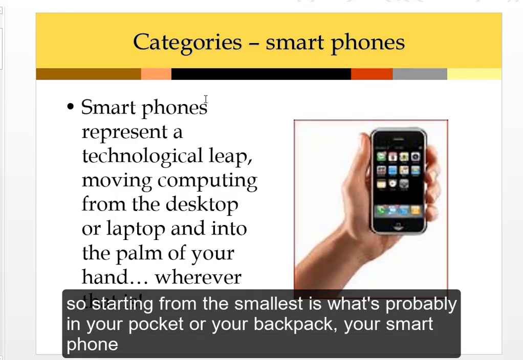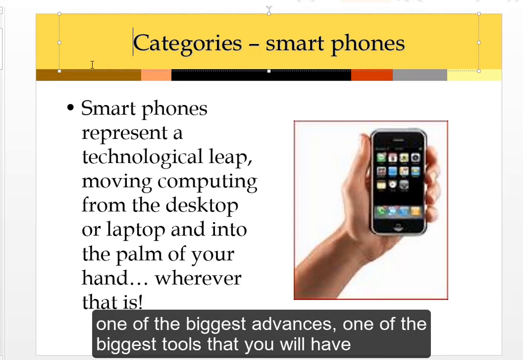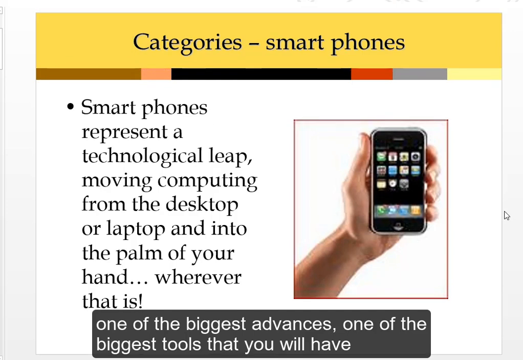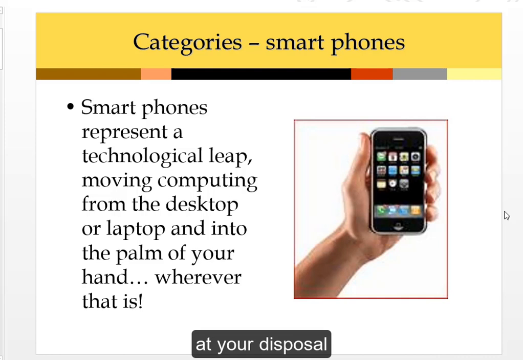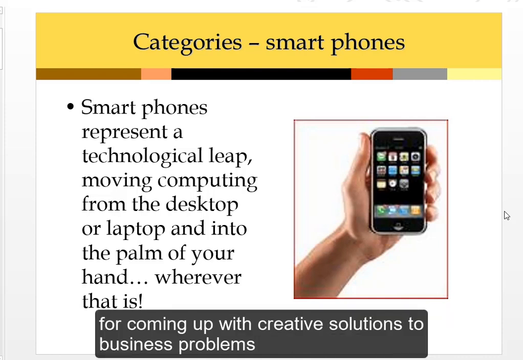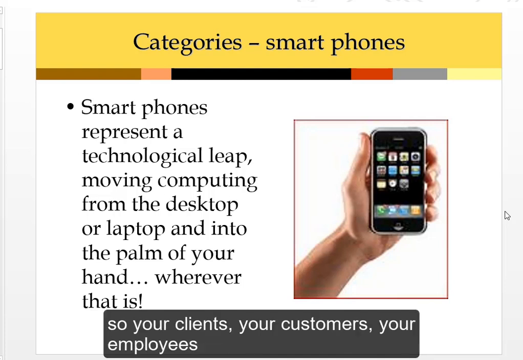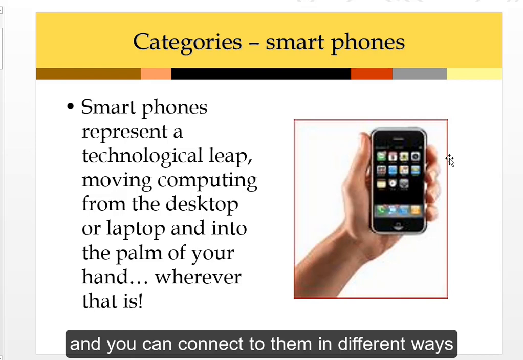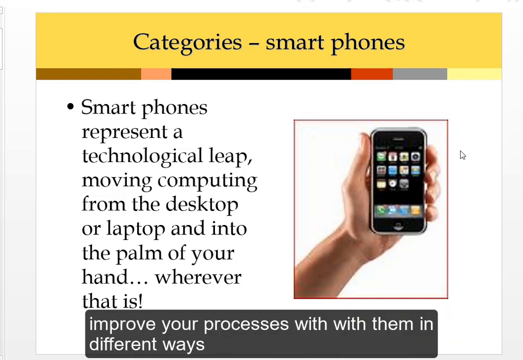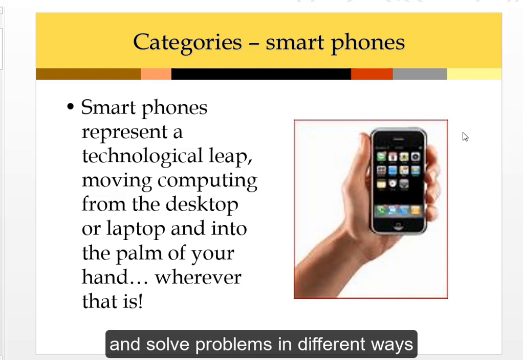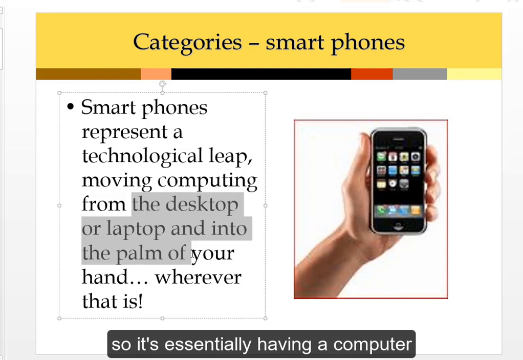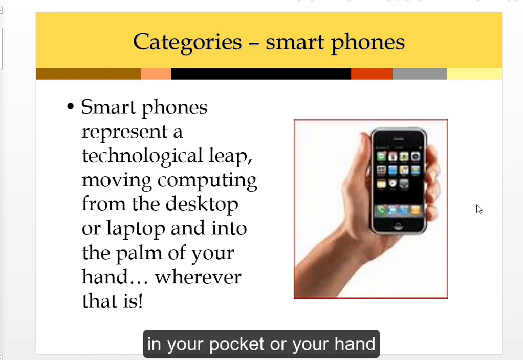So starting from the smallest is what's probably in your pocket or your backpack, your smartphone. And these are one of the biggest advances, one of the biggest tools that you will have at your disposal for coming up with creative solutions to business problems. You can basically assume, as we discussed in the prior unit, that everyone has a smartphone. So your clients, your customers, your employees, and you can connect to them in different ways, improve your processes with them in different ways, and solve problems in different ways. So it's essentially having a computer in your pocket or your hand. That's, of course, a very good thing.